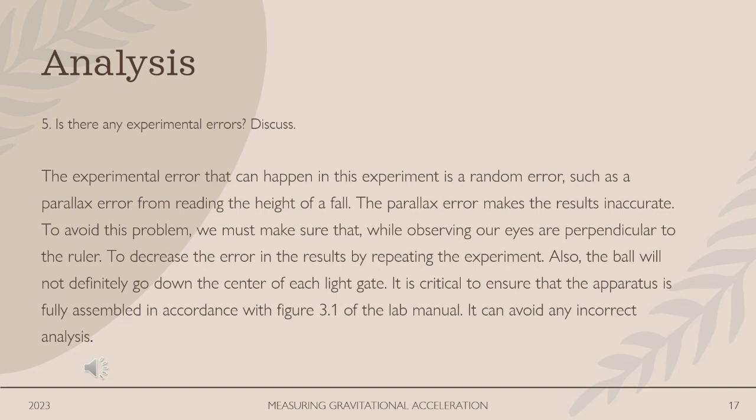The experimental error that can happen in this experiment is a random error, such as parallax error from reading the height of the fall. The parallax error makes the results inaccurate. To avoid this problem, we must make sure that while observing, our eyes are perpendicular to the ruler, and to decrease the error in the results by repeating the experiment.